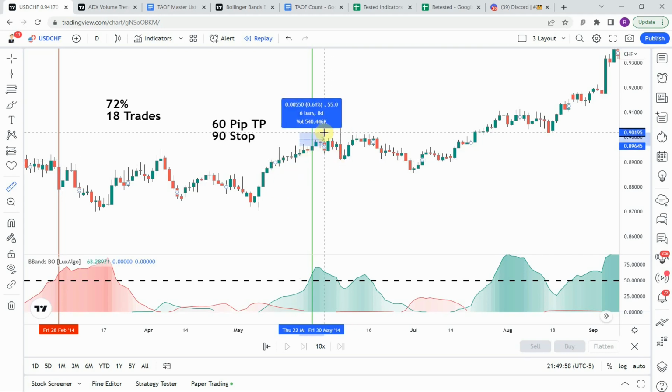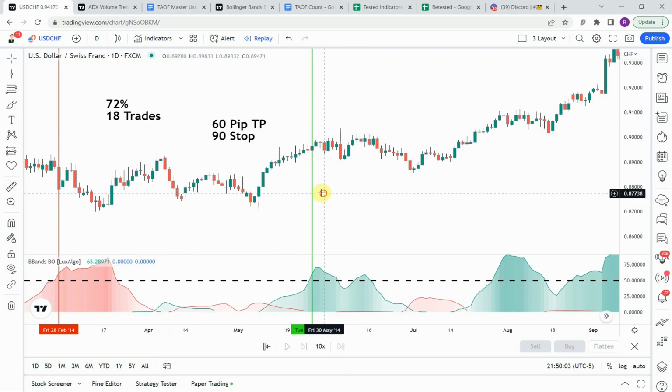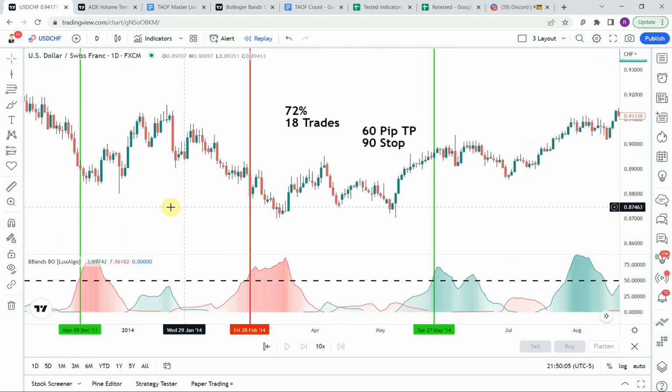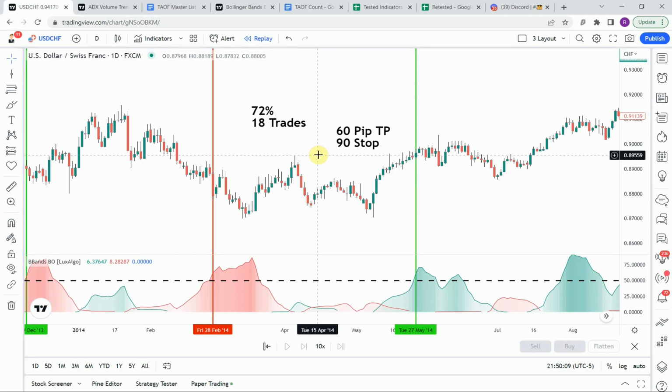Comes down, we don't get stopped out there. We then get another spike to the upside there. That one does get us to our 60%. And so that's how we tested it in the original video. That's how we tested it again here on the advanced testing.